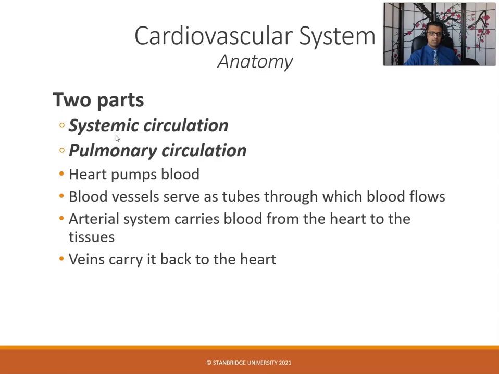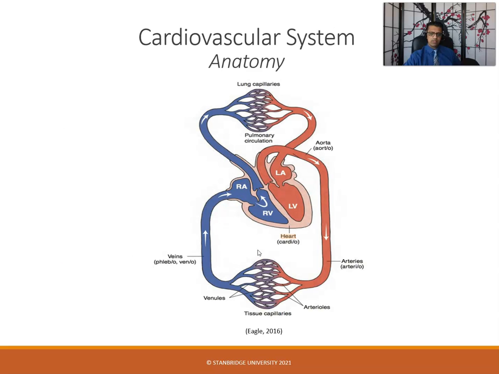There are 2 parts: the systemic circulation and the pulmonary circulation. The heart pumps blood. Blood vessels serve as tubes through which blood flows. The arterial system carries blood from the heart to the tissues, oxygenated blood, red blood. Veins carry it back to the heart, blue blood, unoxygenated blood. Here's that blue blood returning via the veins: the inferior vena cava and the superior vena cava going into the right atrium. Then the right ventricle pumps it to the lungs, the lungs oxygenate it, and it returns to the left atrium and left ventricle. It's just a closed circuit.